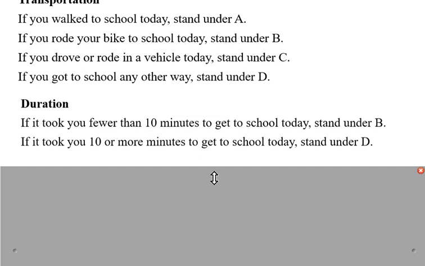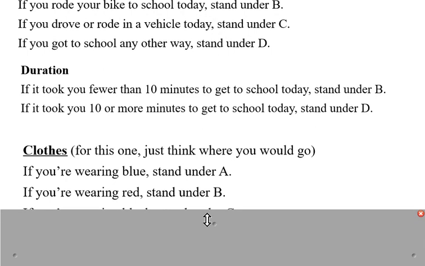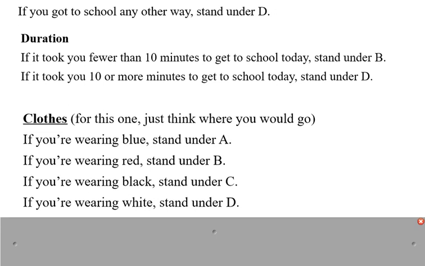We're going to play one more last round. Here's the rule for the last round. This one's going to be based on color of clothes that you're wearing. I would say if you're wearing blue, just go to corner A. If you're wearing red, go to corner B. If you're wearing black, go to corner C. If you're wearing white, go to corner D. Maybe go ahead and think right now, which corner would you go to?